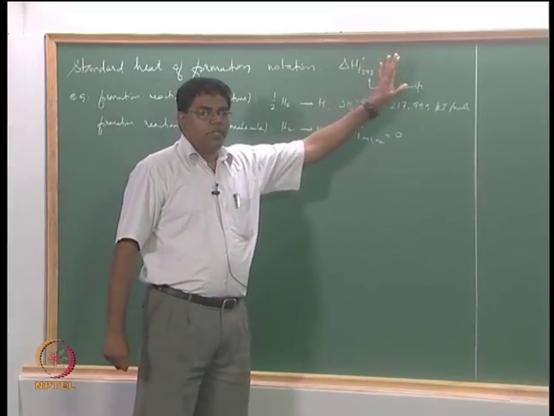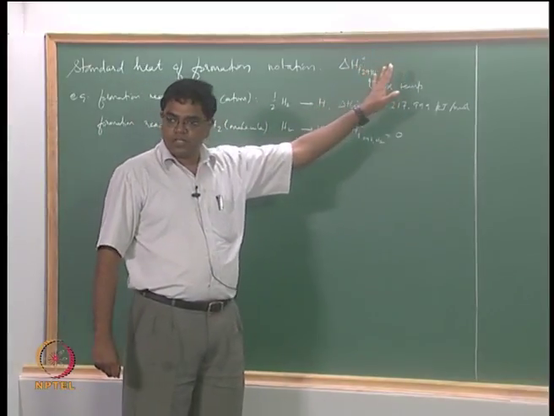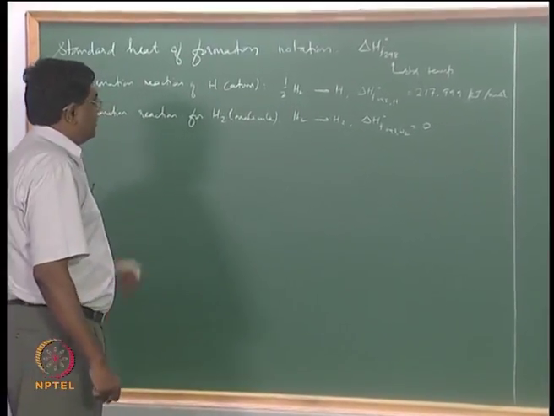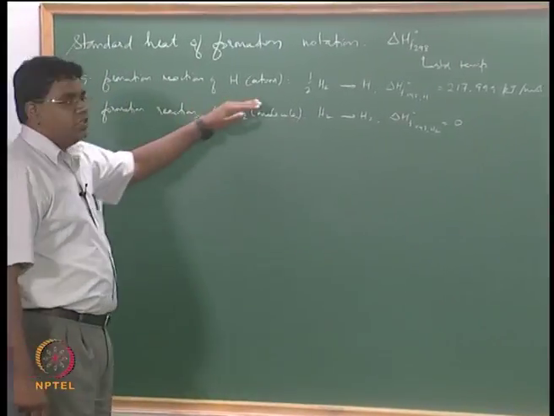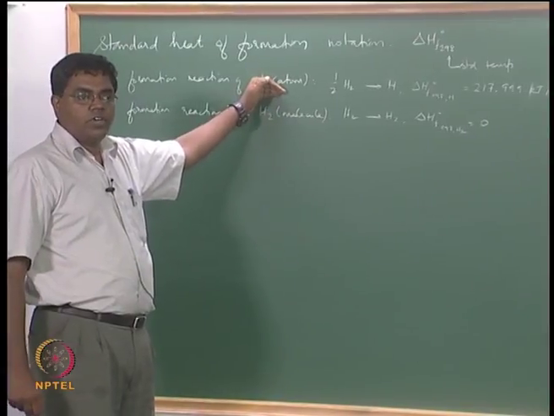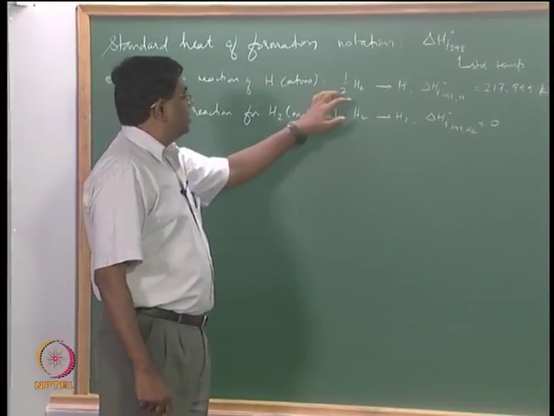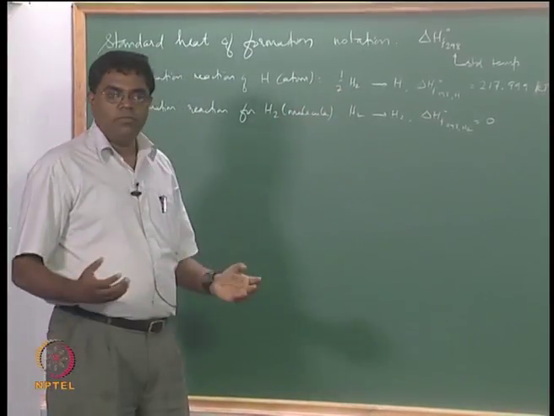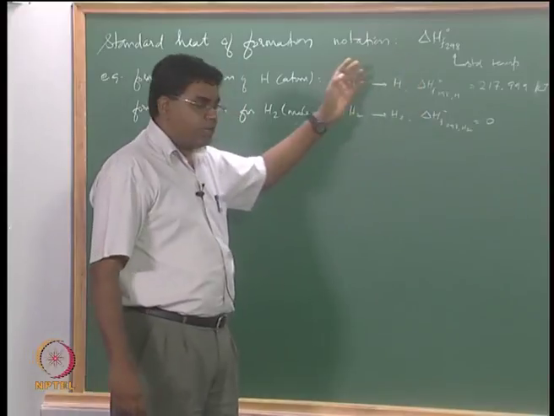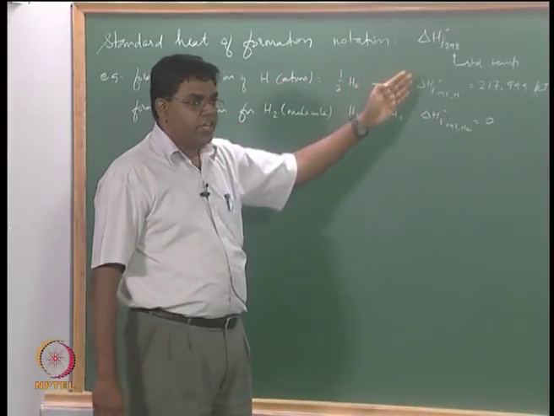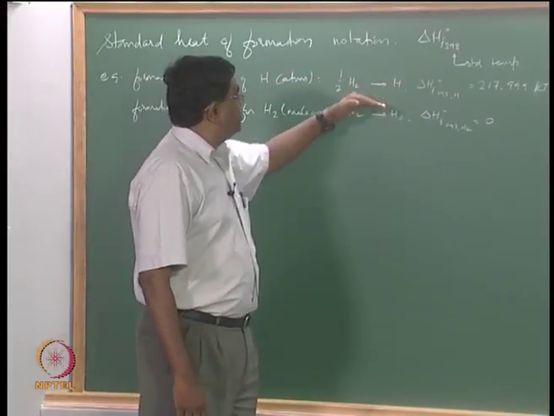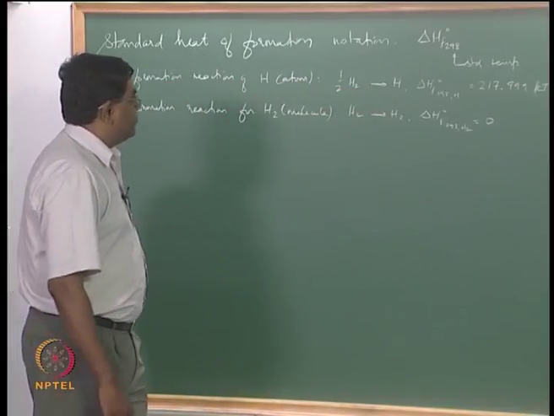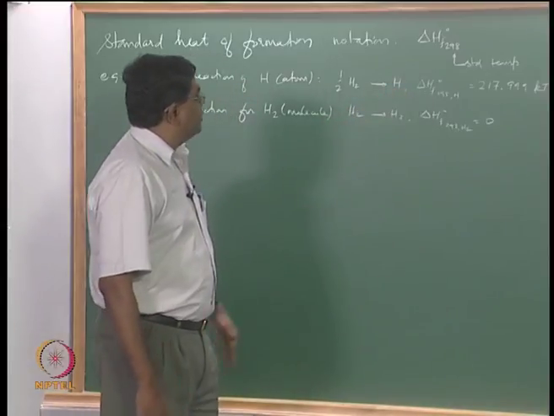So typically we could just simply call this the reference temperature; it does not have to be 298. And as an example I have written a couple of things here. One is the atomic hydrogen formation reaction. We noted that H2 is the reference element for H, and therefore half H2 giving H is the formation reaction for atomic hydrogen, and so the delta HF naught 298 for H.